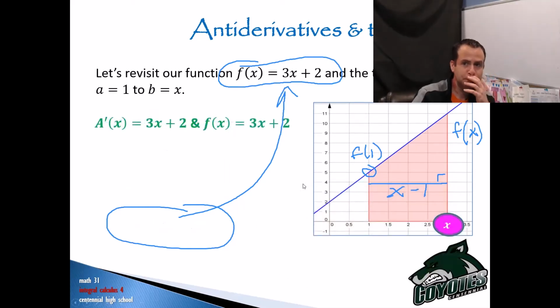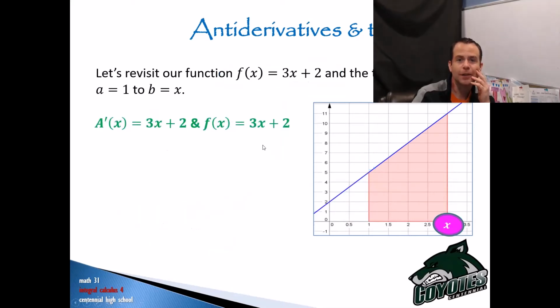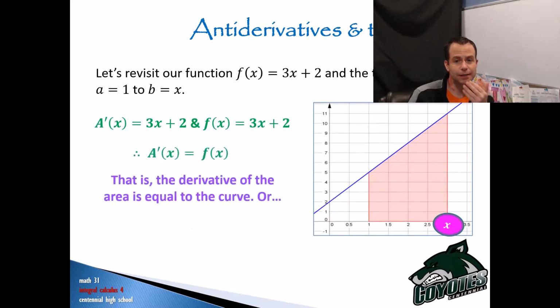So, let me take my ink off here. The derivative of A is 3x plus 2, and little f of x is 3x plus 2. So the derivative of A is little f of x. So that is, the derivative of the area is equal to the curve. The derivative of the area of the curve is equal to the curve.